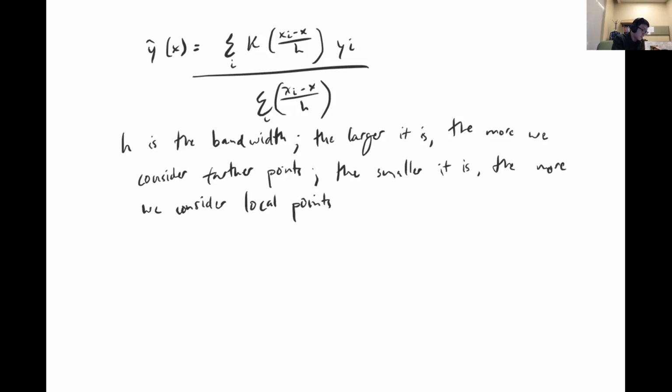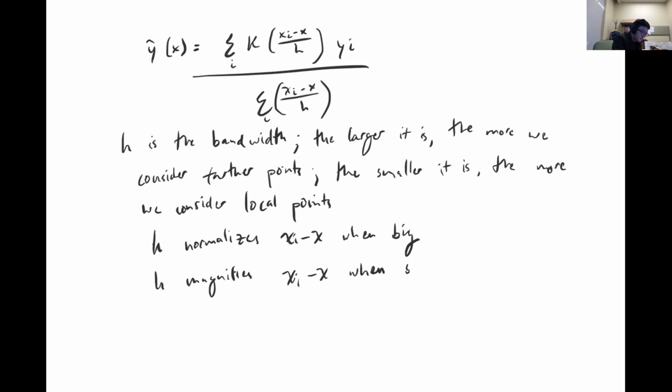So if you look at this equation, we can see that H normalizes xi minus x when big, because you're dividing by a large number, and therefore xi minus x is getting normalized across its range of values. H magnifies xi minus x when small. So if H is less than 1, it will start to increase the difference of xi minus x.